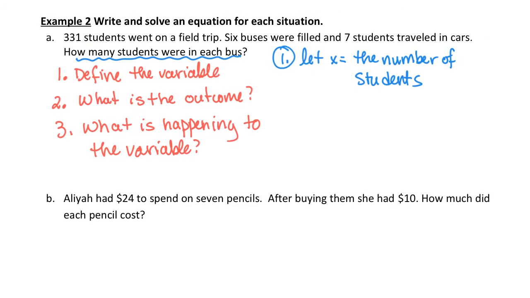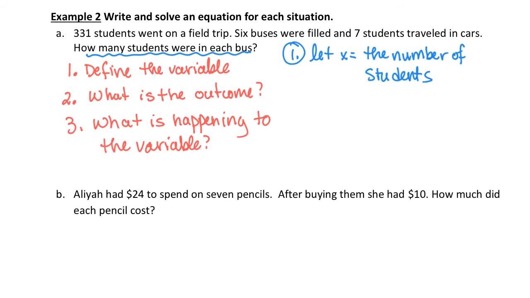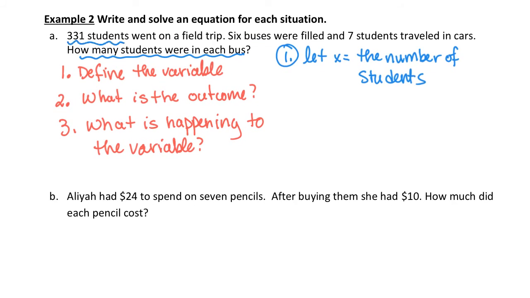Next, what is the outcome? So the outcome to me is the 331 students. That's the final outcome. So step 2 and 3, I'm going to set up what my final outcome is. So I've got 331 is my outcome, and that is going to equal whatever's happening to the variable. So let's see, 6 buses were filled, so there were 6 buses, and 7 students traveled in cars. Okay, how many students were in each bus?